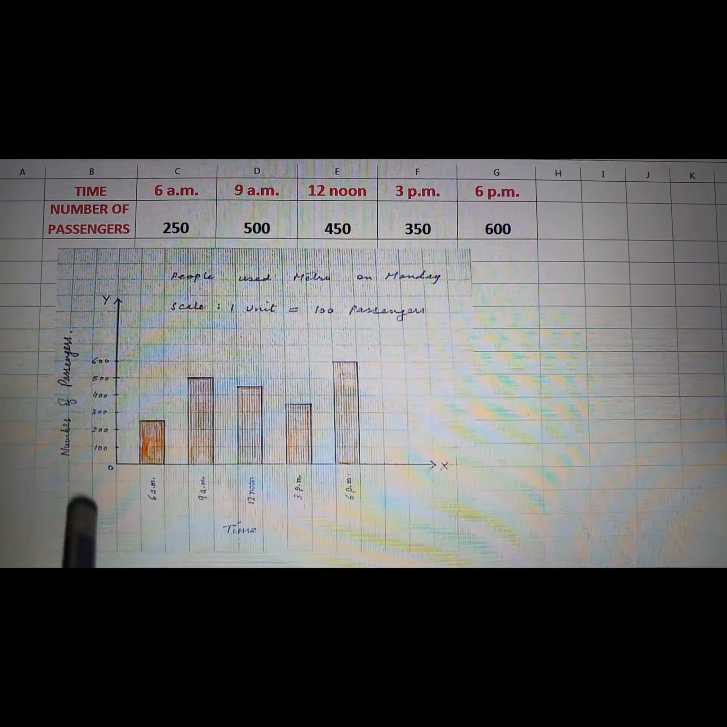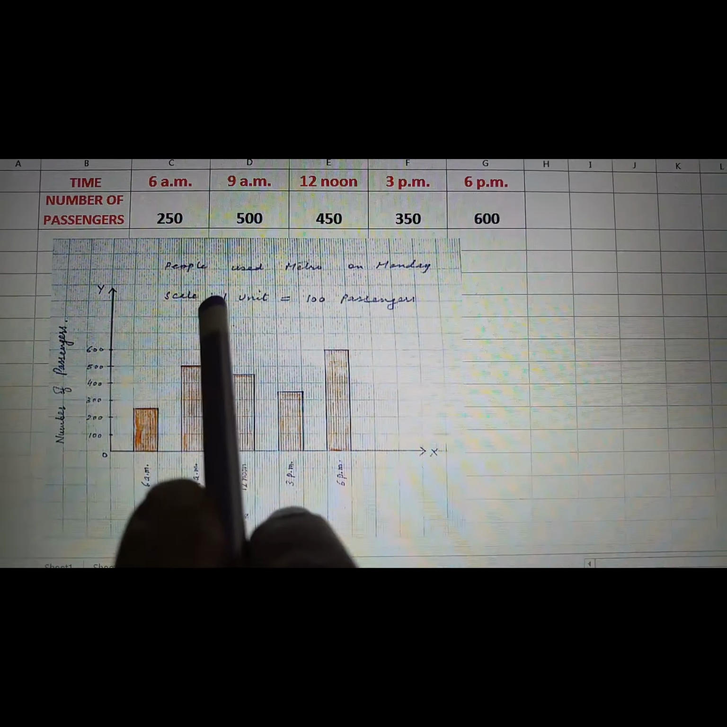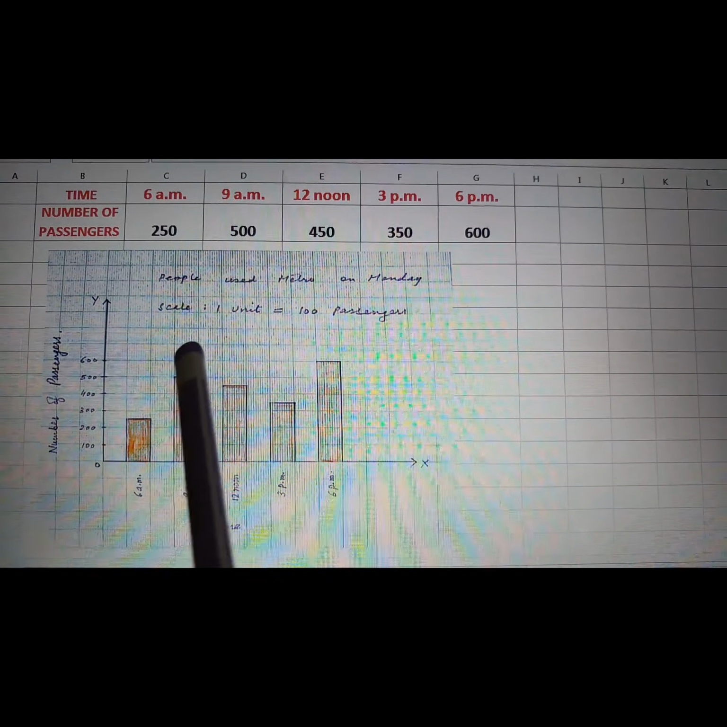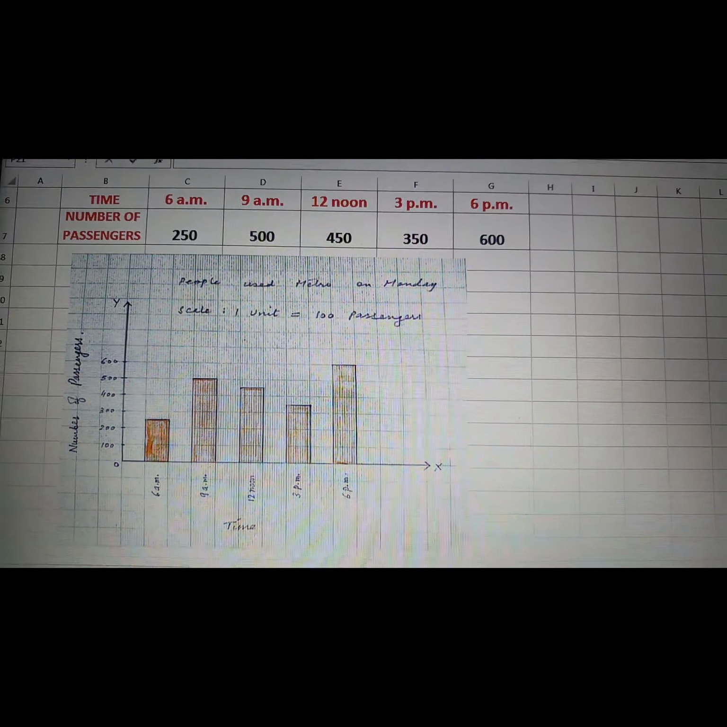Write time, number of passengers. Give a title to the bar graph: People use metro on Monday. Write scale 1 unit equal to 100 passengers.